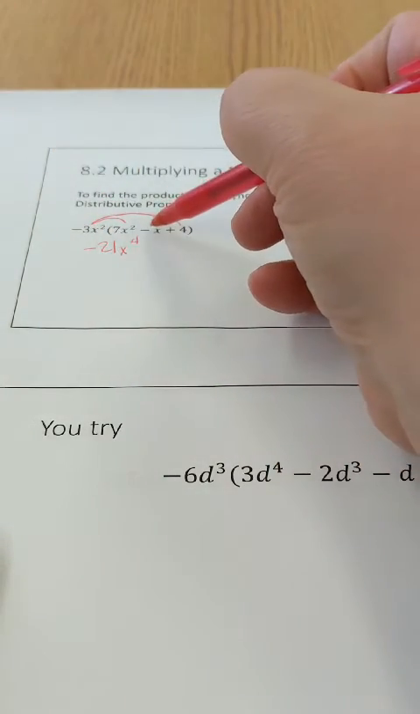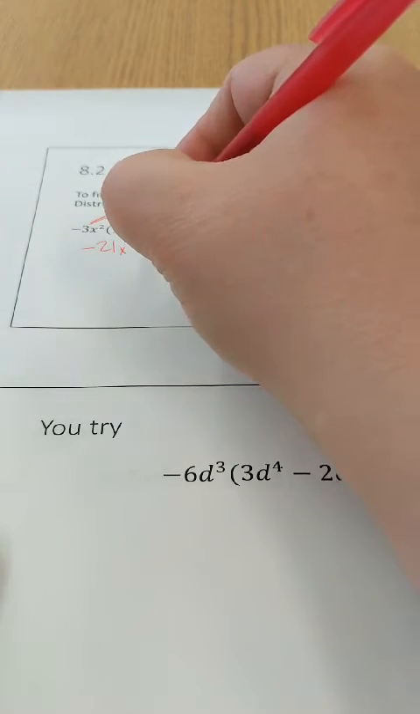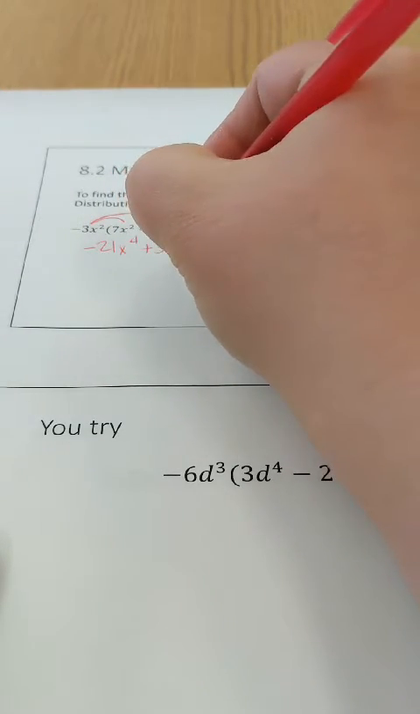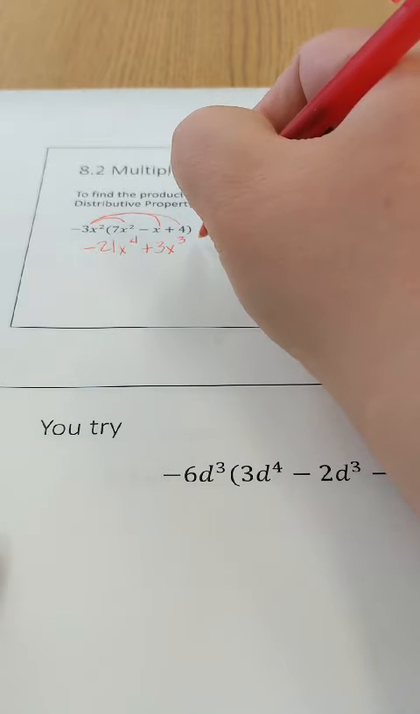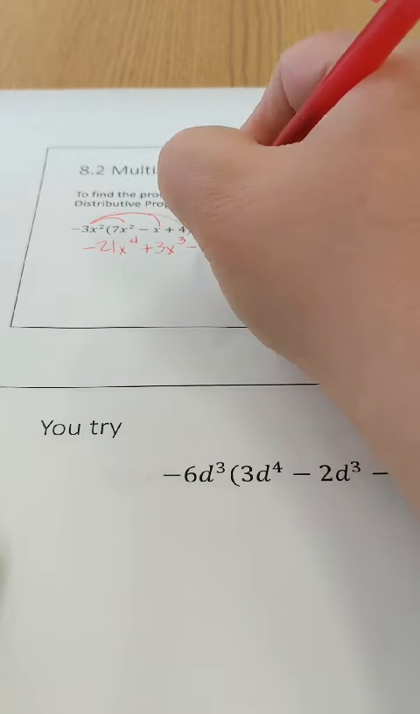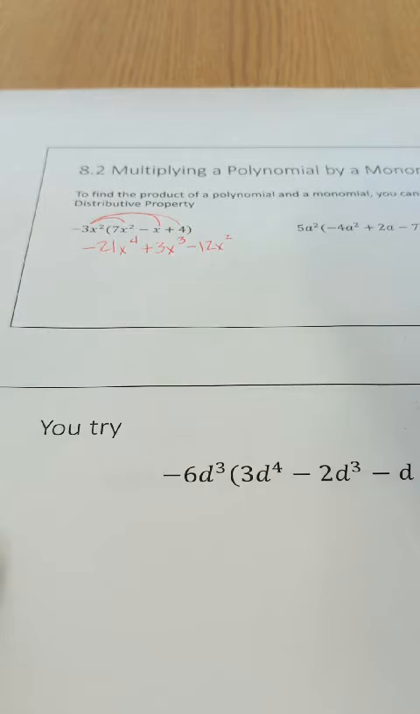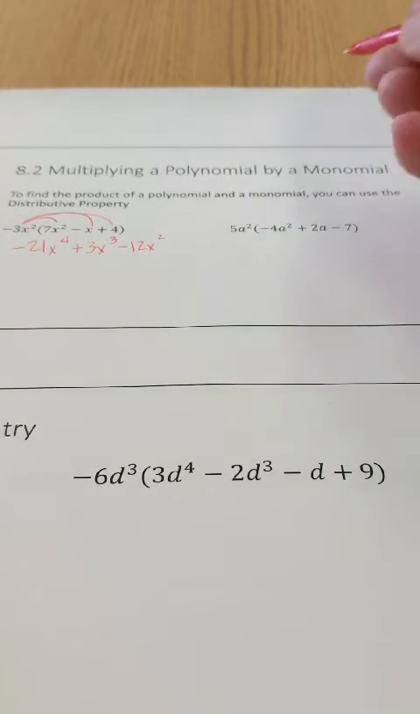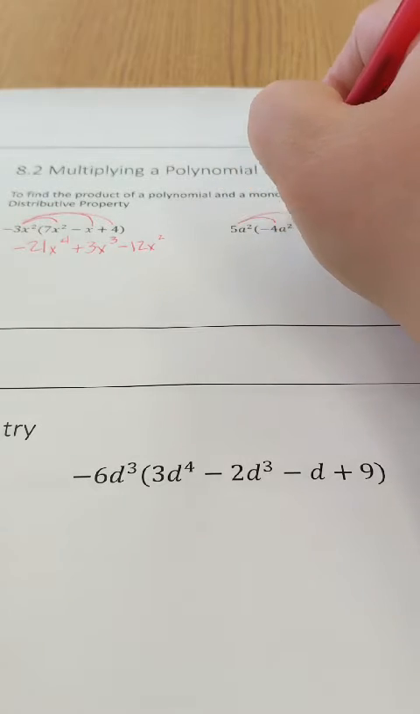Then negative 3 times negative 1 is positive 3 x to the third. And then negative 3 times positive 4 is negative 12 x to the second. Then we don't have any similar x's, so then we're done. Okay, then we distribute this.